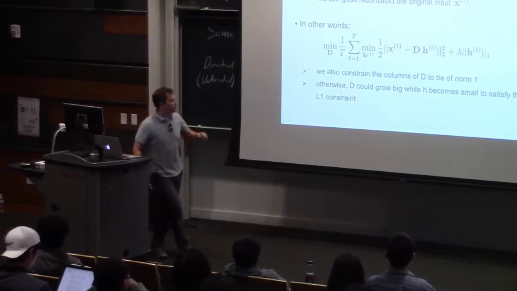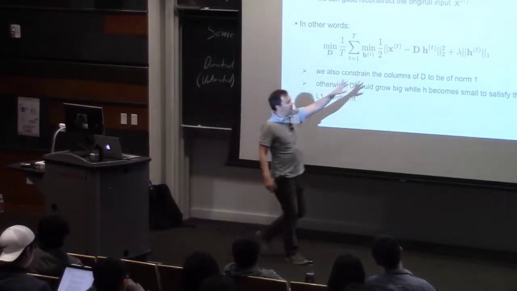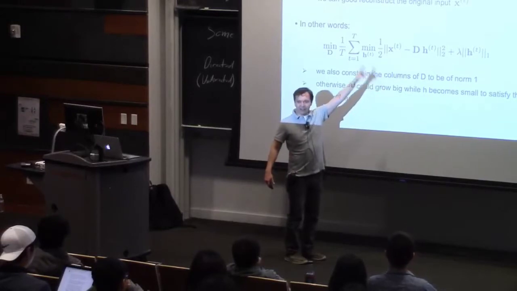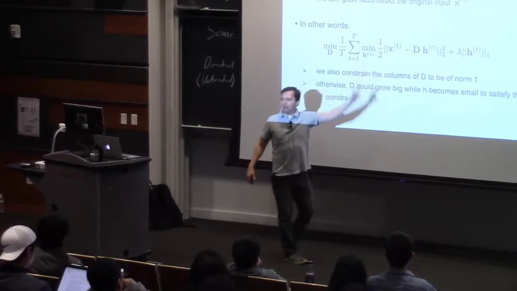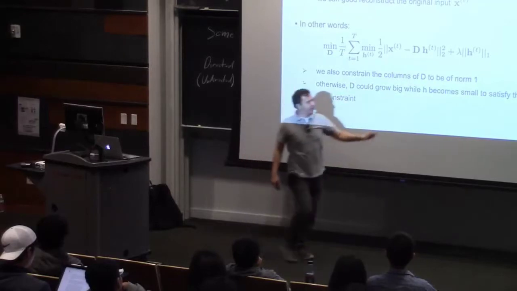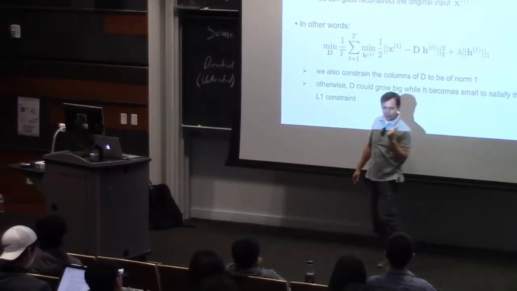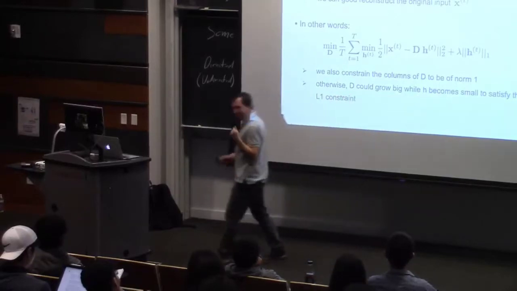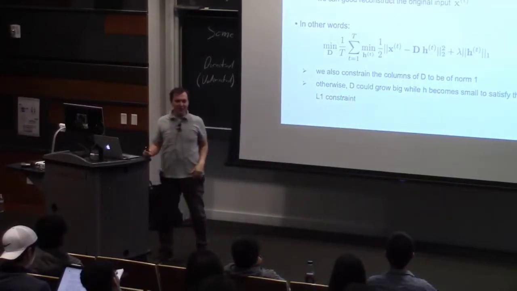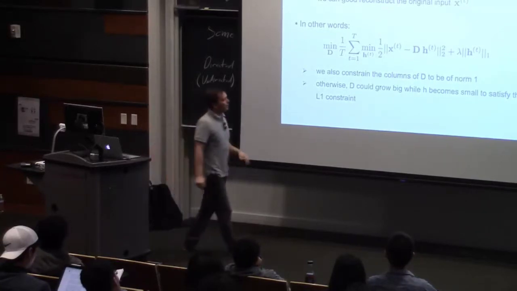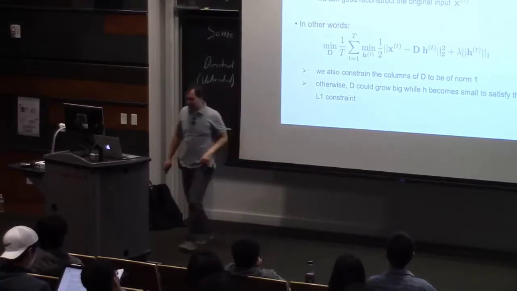In fact, that's true. If you don't enforce this constraint, the optimal solution would be to make D very large and to make H very small. Because this is the penalty, right? This penalty is not measuring the number of zeros, so it's not the L0 norm. It really is just forcing H to be very small. Remember, we've talked about L1 regularization, right? So we need to enforce that constraint.